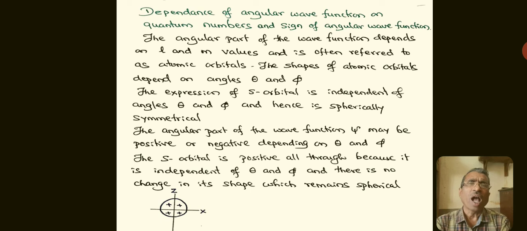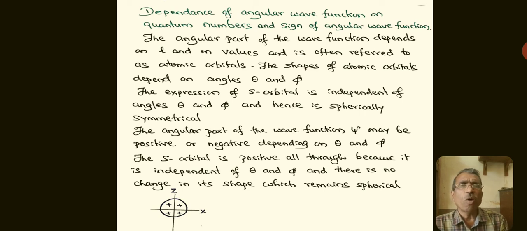Now coming to the angular wave functions. Dependence of angular wave function on quantum numbers and sign of angular wave functions. The angular part of the wave function depends on azimuthal quantum number and magnetic quantum number values and is often referred to as atomic orbitals. These give the shapes of atomic orbitals that depend on the angles theta and phi.